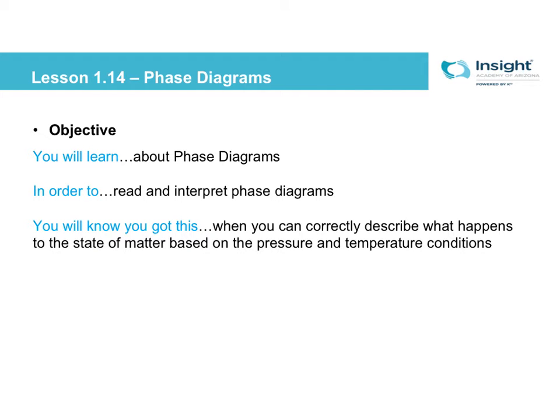You can use phase diagrams to decide, based on a certain pressure and a certain temperature, what phase a substance will be in. So would it be liquid? Would it be solid? Would it be a little bit of both? And we'll talk about how to read these.